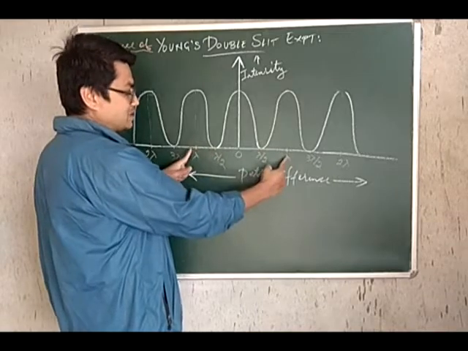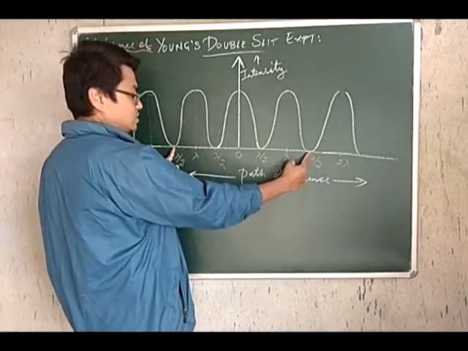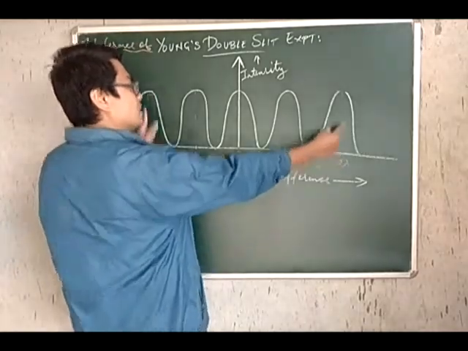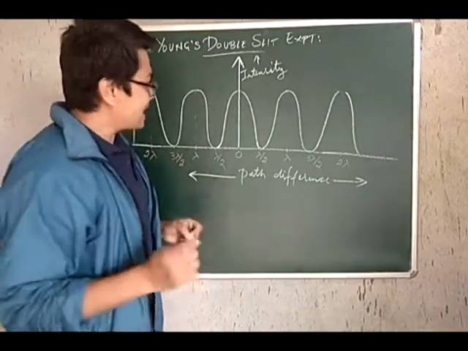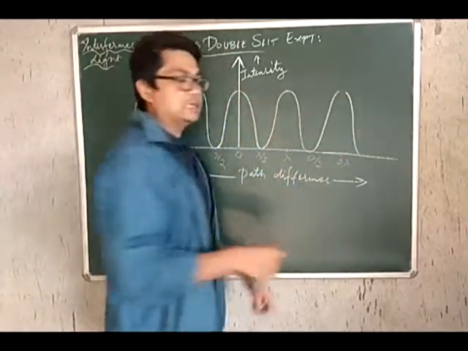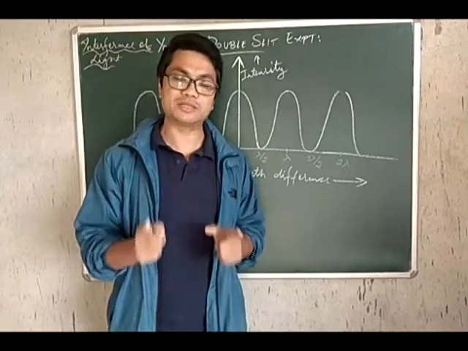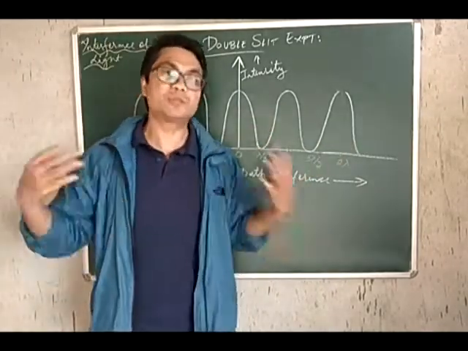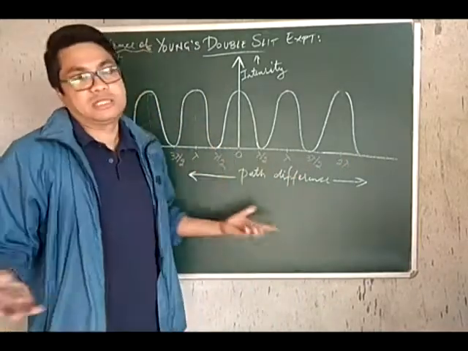Path difference lambda, we have the first bright fringe. Path difference 3 lambda by 2, this is the second dark fringe here. And path difference 2 lambda on either side of the central maximum, we have a bright fringe, and so on, it goes on. As you can see, all of the bright fringes are equally lit. In the interference pattern, you need to understand this very carefully: all the bright fringes are equally bright, and all the dark fringes are equally dark.